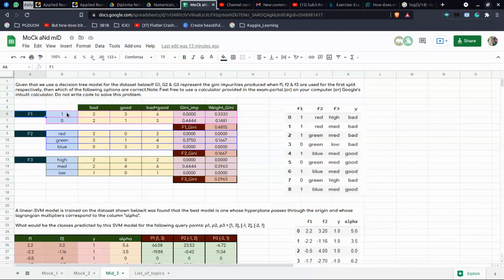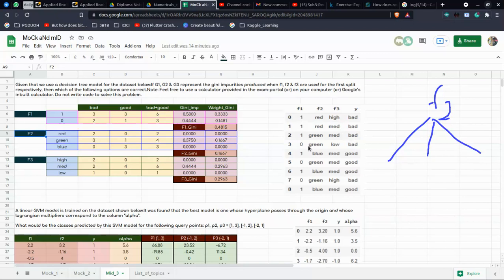Yes. So for f1, I have just two values, 1 and 0. Let's take f2 and see what is happening. If I use f2 for the split, then I will have three answers: red, green, and blue. So for red, I need to calculate the Gini impurity. If it is red, how many bad do I have? Two. How many good? Zero. And what is the total? Bad and good, two. So you can directly write zero because this is a pure node, right? There is no mixture. Two bad and zero good. So no mixture. Zero.